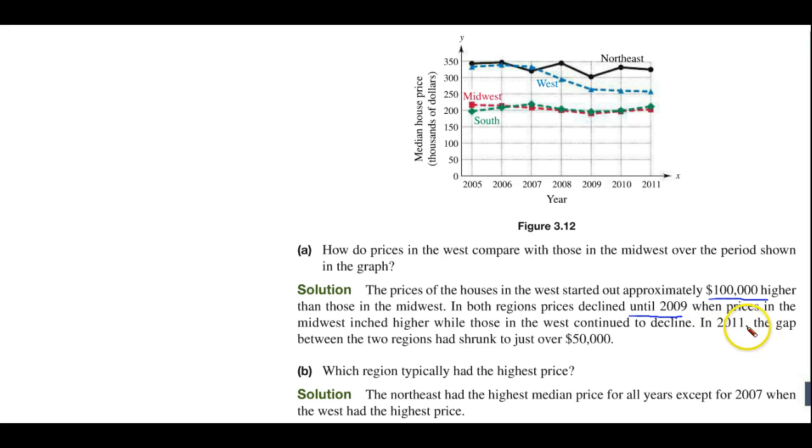And then in 2011, the gap between the two regions had shrunk to just over 50,000. Well, we know in 2008 there was a big burst to the housing price bubble. So here it's just 50,000. All right, which region typically had the highest prices? Well, here they're asking in general, and we see it is the Northeast, where we live. Okay.